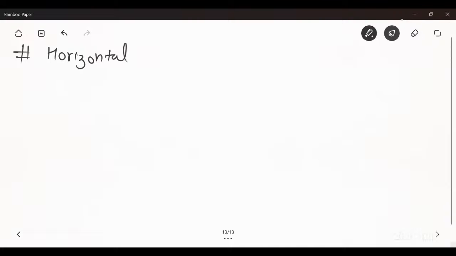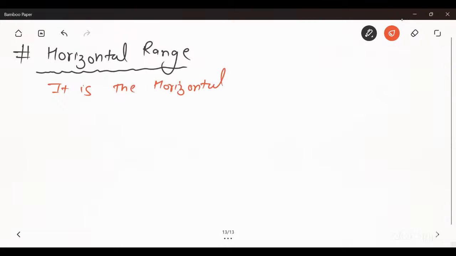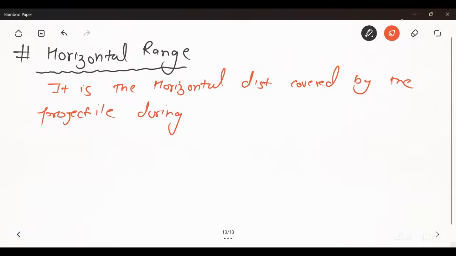Horizontal range. It is the horizontal distance covered by the projectile during its time of flight. So consider motion in the x direction only.